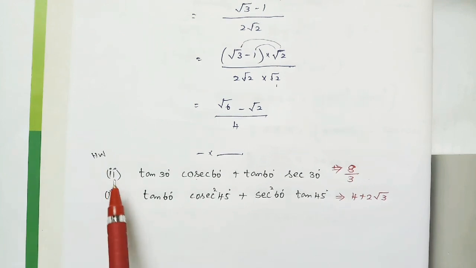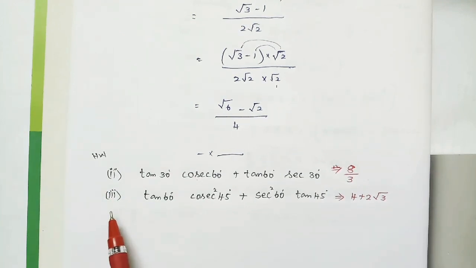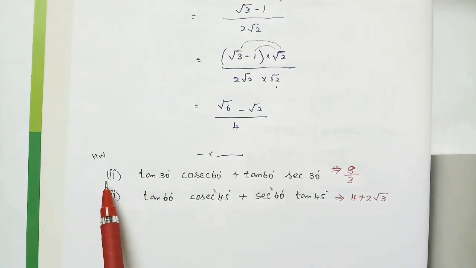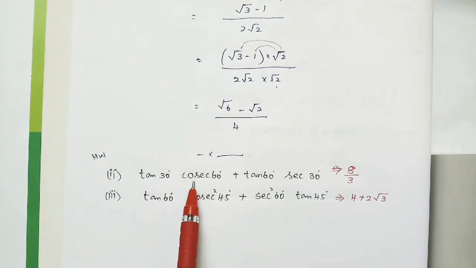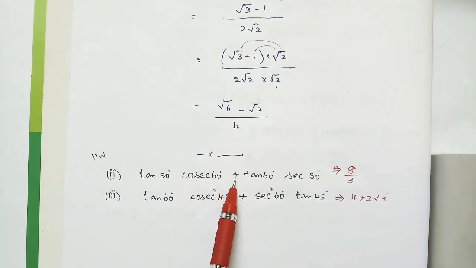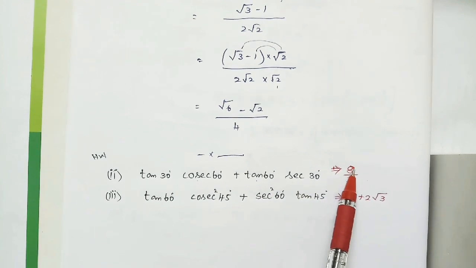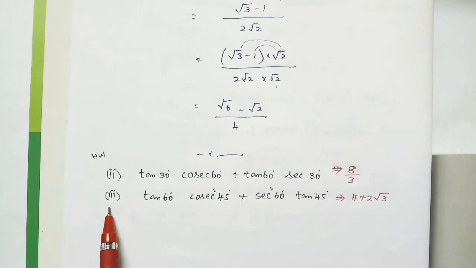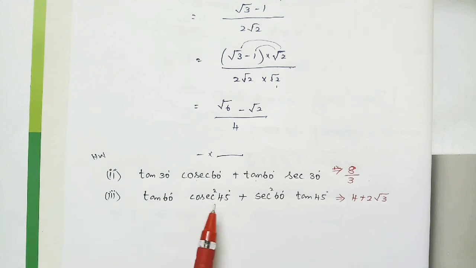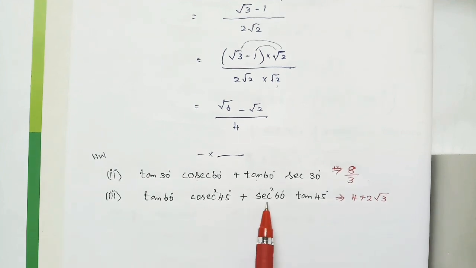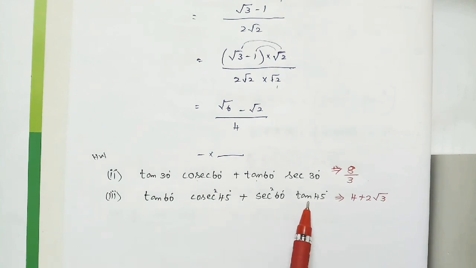Subdivision number 2 and 3 you can take as homework. So what is subdivision number 2? Tan 30 into cosec 60 degree plus tan 60 degree into sec 30 degree. The final solution is 8 by 3. Third subdivision: tan 60 degree into cosec square 45 degree plus sec square 60 degree into tan 45 degree, right?